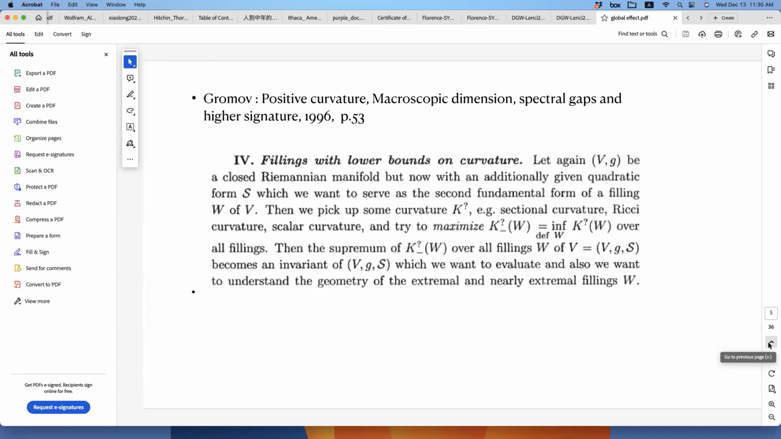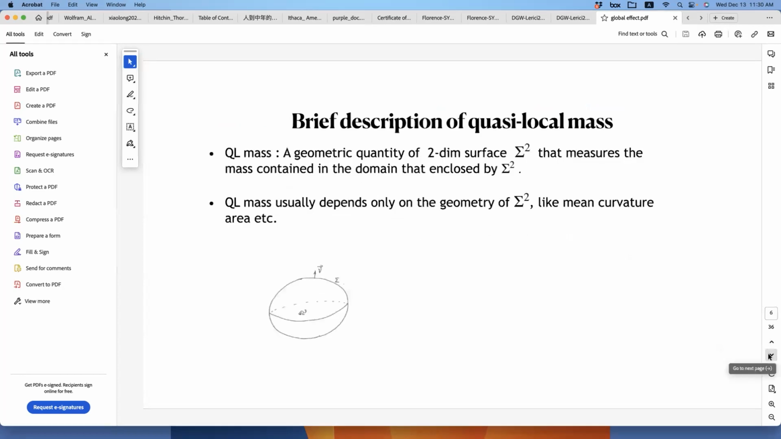Now, such kinds of problems have a deep relation with the positivity of quasi-local mass. Let me give you a very brief description of quasi-local mass. Roughly speaking, quasi-local mass is a geometric quantity of the boundary, which is denoted by sigma. It measures how much mass or energy is contained in the domain enclosed by sigma. And usually, quasi-local mass depends only on the geometry of sigma, like mean curvature, area, etc.